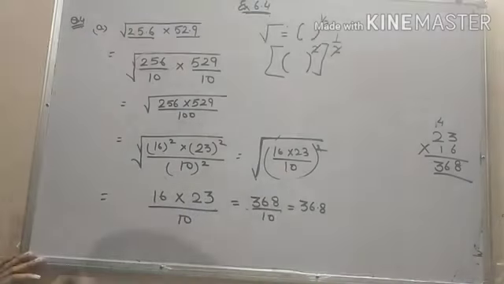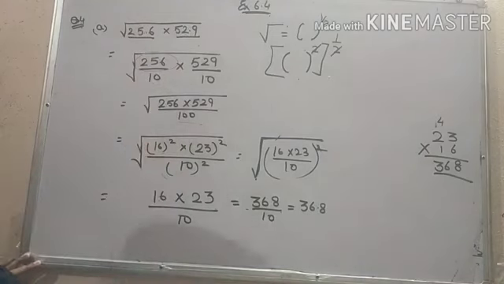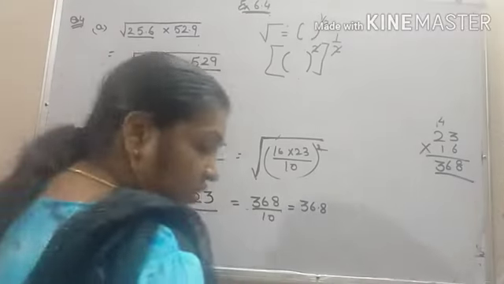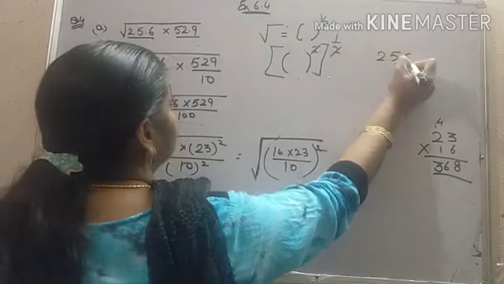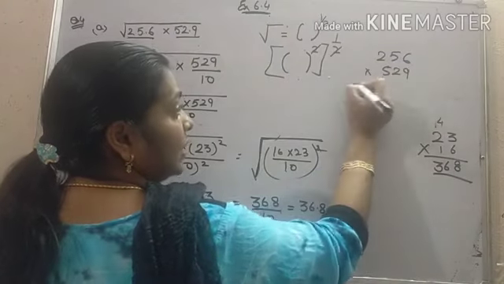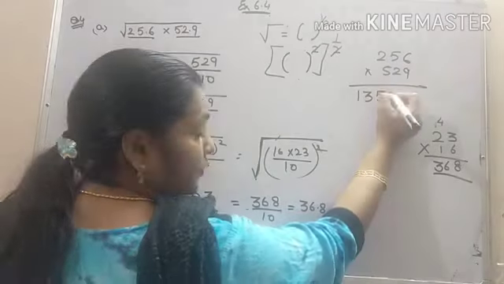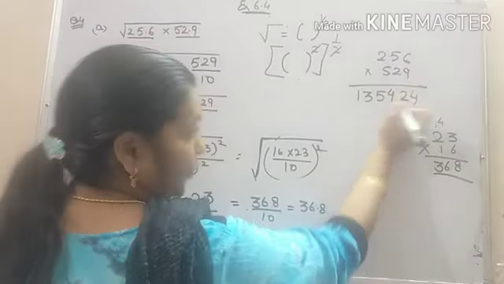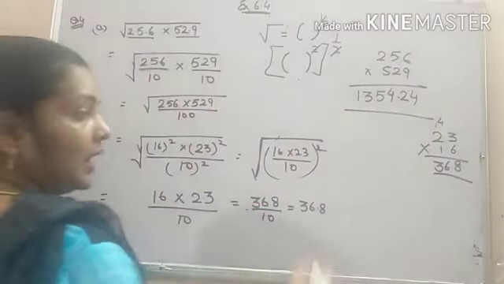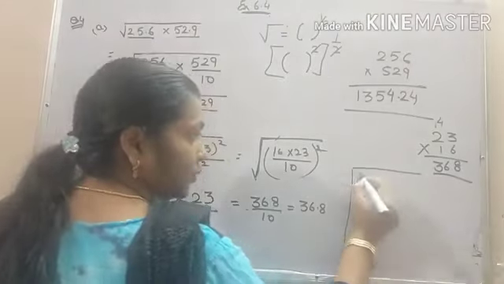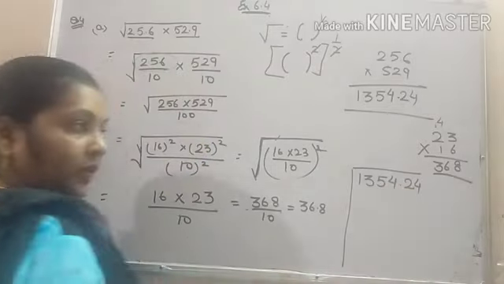One method is this. Another way is that we multiply these two terms. If you solve the multiplication, what you will get is that 256 into 529 will be equal to 135424, and as there are two decimal places, it will be here. And if you find the square root of 1354.24, what you will get?